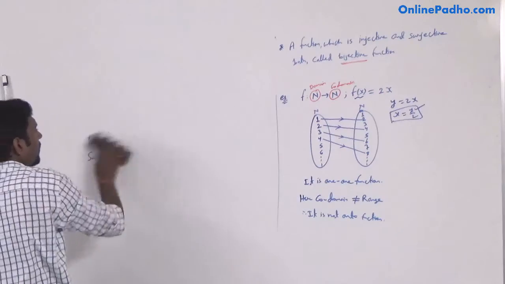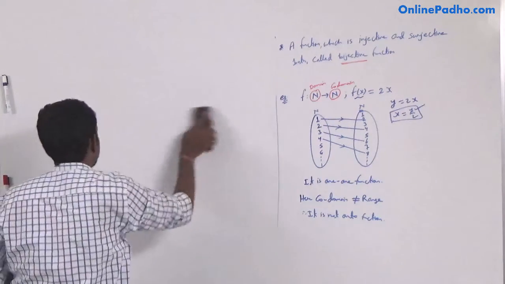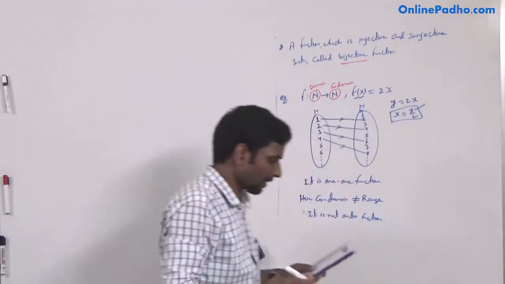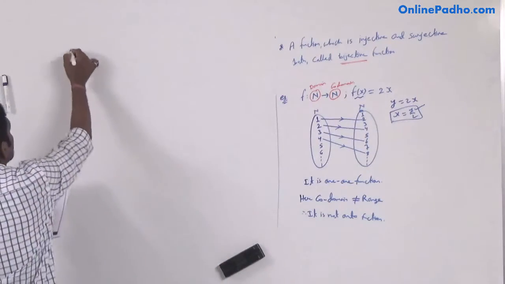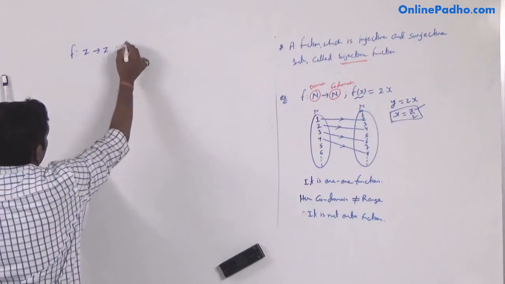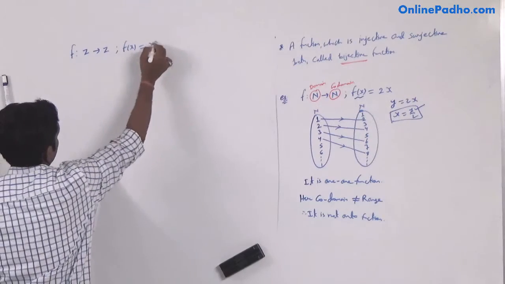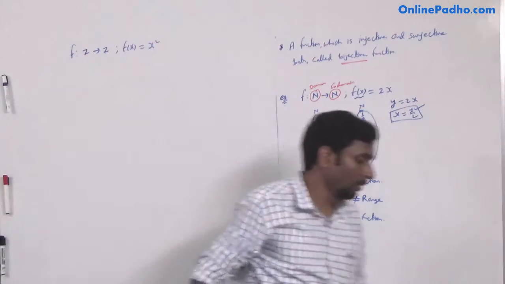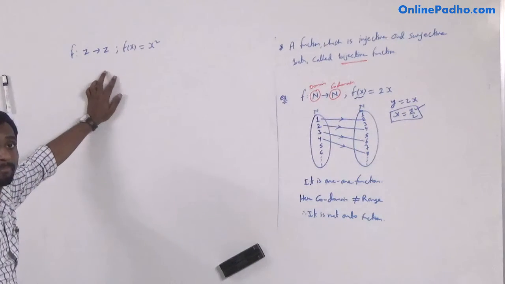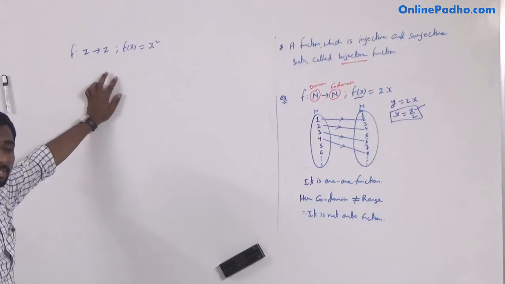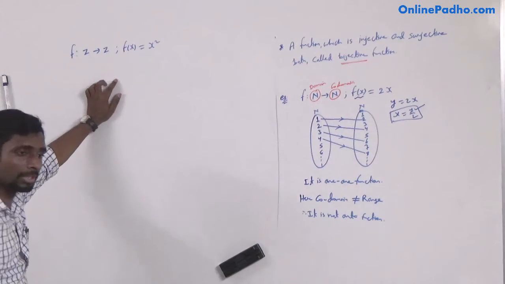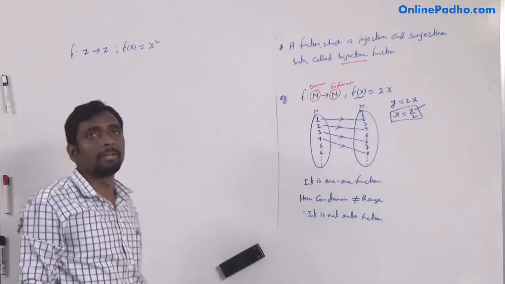Let us see a different example for this. As a reference example, let us see the function from integers to integers, f(x) equal to x square. f(x) equal to x square, let us see, is it injective? Is this function injective or not? We have to check its injectivity and surjectivity.